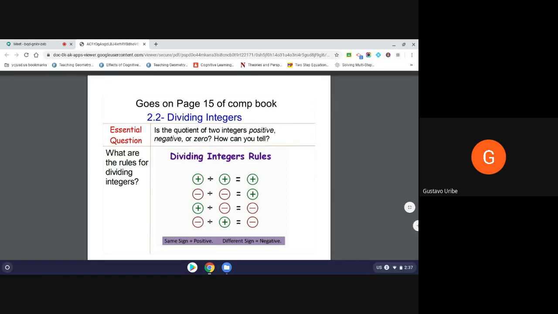So luckily for us, you do not have to remember any new rule. It is the same for multiplying or dividing, right? They're the exact same.